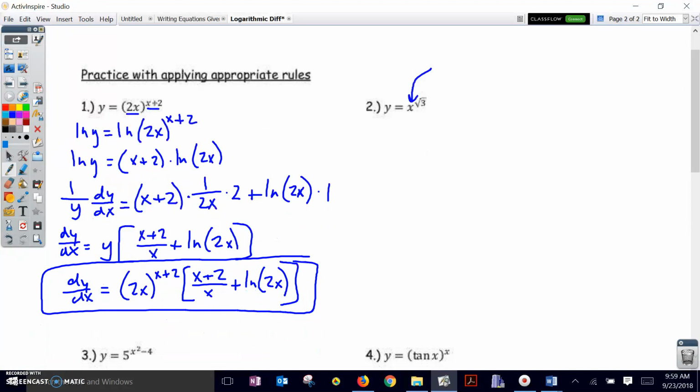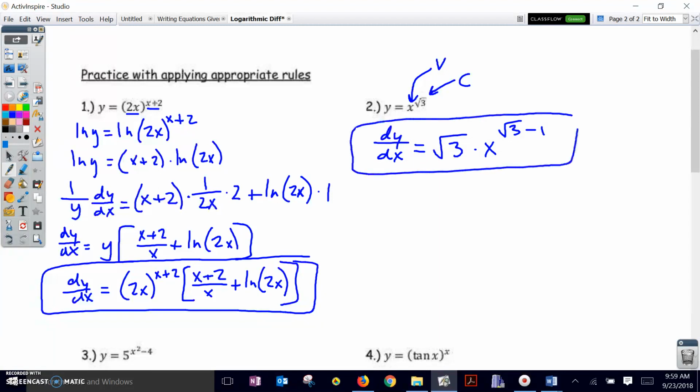We have a variable base, but a constant exponent. So in order to take the derivative of this, all we need to do is apply the power rule. dy/dx is equal to the square root of 3 times x to the square root of 3 minus 1. And there is our derivative. Good, number 3.